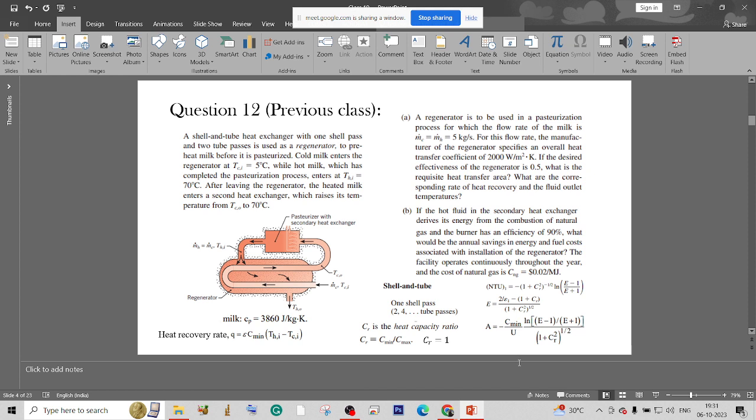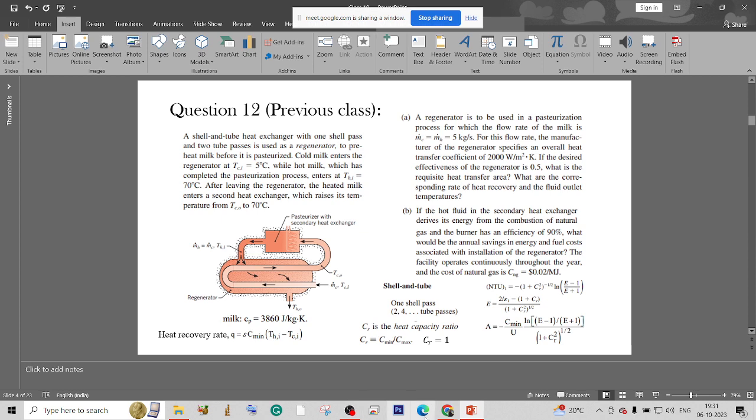And the heat recovery rate can also be found out by this equation, right? So everything is given for the first part, you can easily find out. Let us focus on the first part first, then we'll focus on the second part.